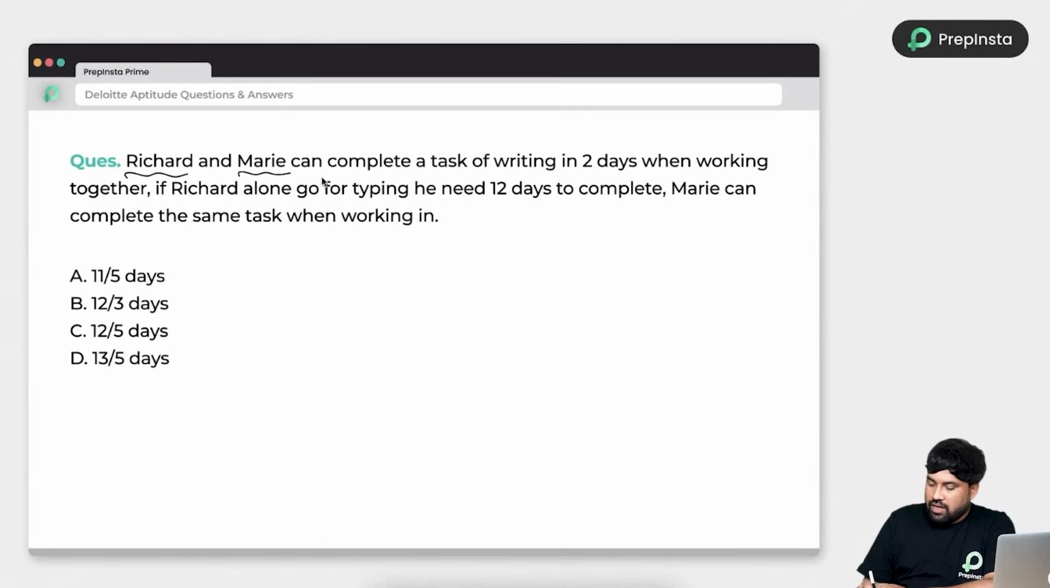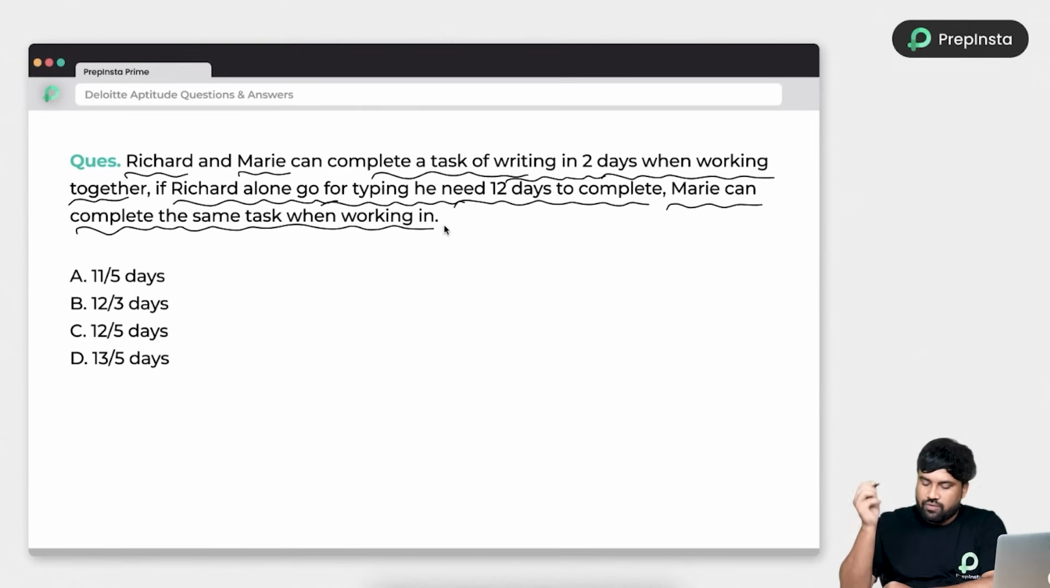Richard and Mary can complete a task of writing in 2 days when working together. If Richard alone does the typing, he needs 12 days to complete, and Mary can complete the same task when working alone. When you do this type of problem in more than 30 seconds, again I'm telling you, you can't save time for other sections, or you may feel a bit of burden in your examination. So always try to do the problem in a smart method so that you can easily complete it.